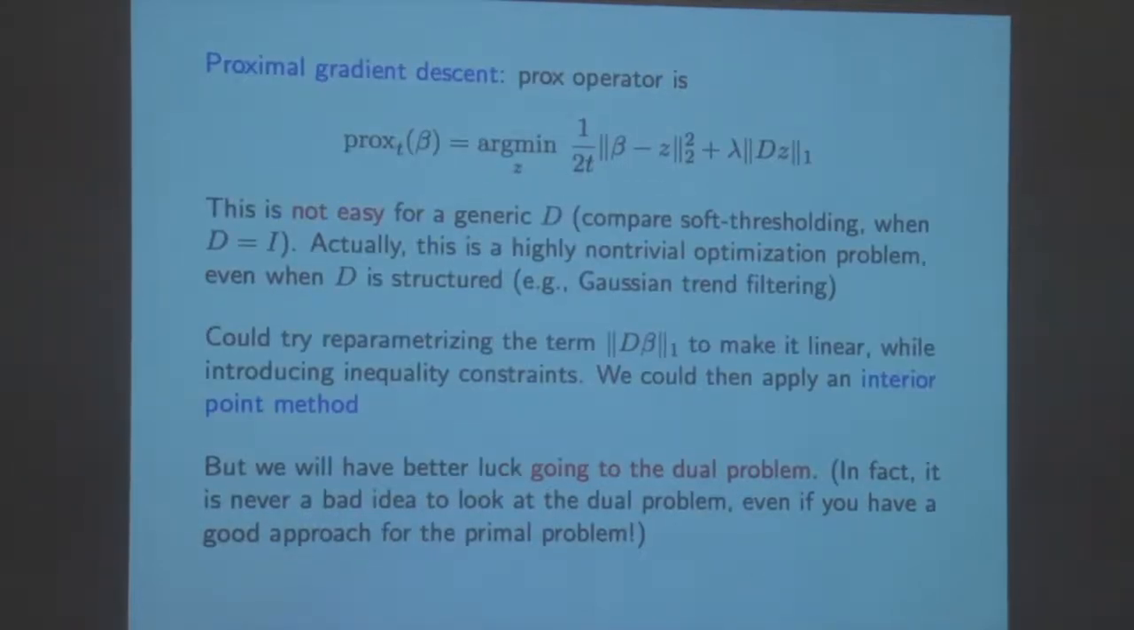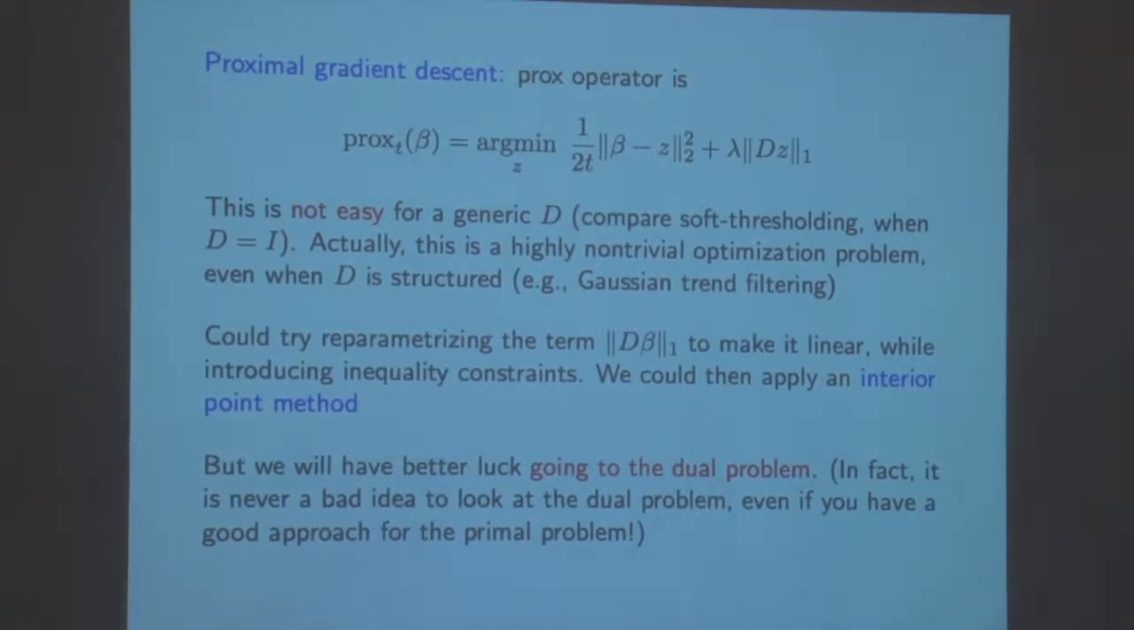So we can't apply gradient descent. We already said that. How about proximal gradient descent? Let's try that one, because we have smooth plus non-smooth. What's the prox operator here? The prox operator, right, is to find the prox of our non-smooth term, which is lambda times the L1 norm of d times z. So we have to solve this problem to evaluate the prox operator.